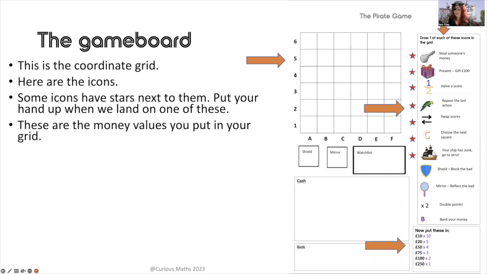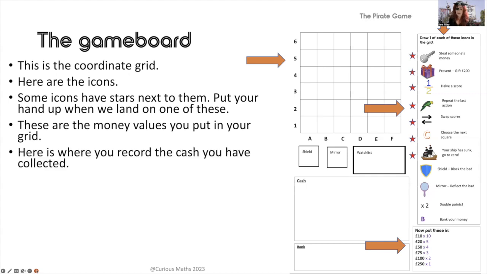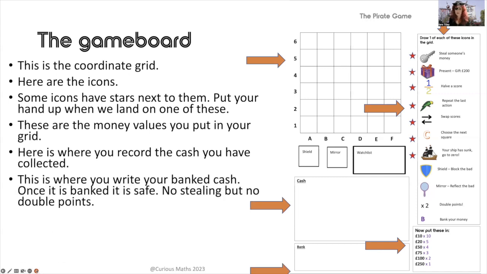Down the bottom of the game board, you can see the monetary values. And once the children have put their icons in, they then fill the rest of the squares with their money. And as you can see, there's a lot of them. So by the time they've done all that, their whole grid will be filled. As the game goes along and they collect cash, this is where they put the recording of their cash. And if they get the bank icon, this is where they write the amount that they bank.